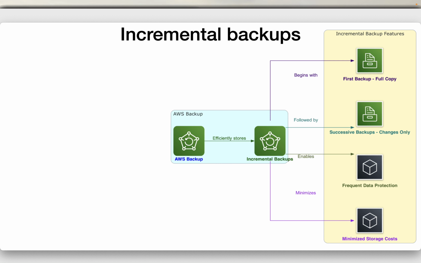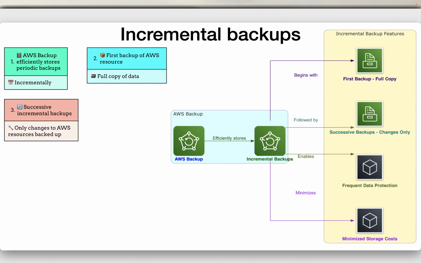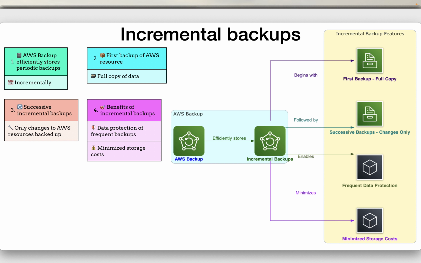Next feature is incremental backups. AWS Backup efficiently stores your periodic backups incrementally. The first backup of an AWS resource backs up a full copy of your data. For each successive incremental backup, only the changes to your AWS resources are backed up. Incremental backups enable you to benefit from the data protection of frequent backups while minimizing storage cost.